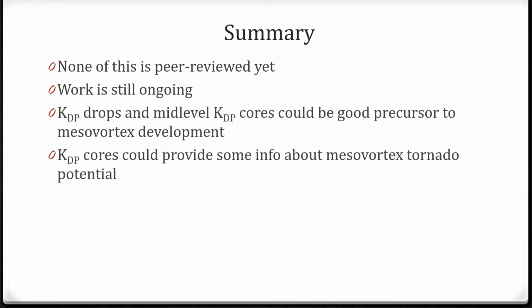So from these 113 mesovortices, we see that KDP drops and mid-level KDP cores could be a good precursor to mesovortex development. They were typically observed before a mesovortex developed. And then KDP cores, whether it's low-level or mid-level, could provide some information about the mesovortex tornado potential.